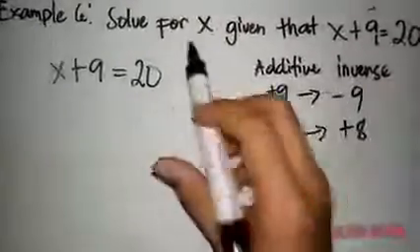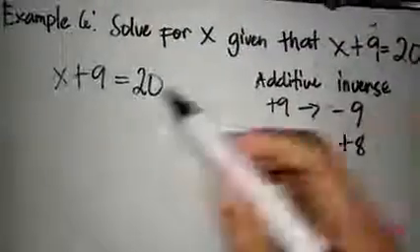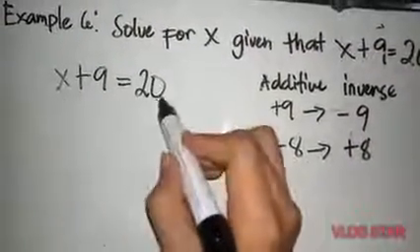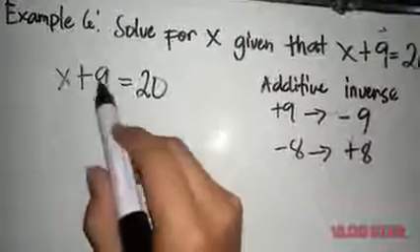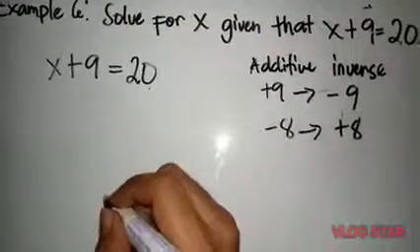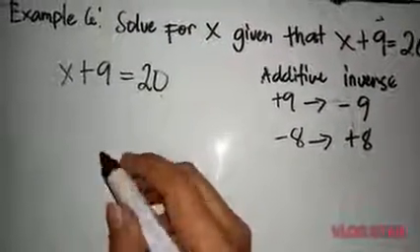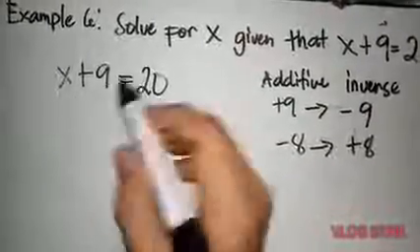Example number 6, solve for x given that x plus 9 is equal to 20. So let's start with x plus 9 is equal to 20. For us to get the value of x, we should transpose positive 9 to the other side. So how can we transpose? Okay. So first, get the additive inverse of positive 9.